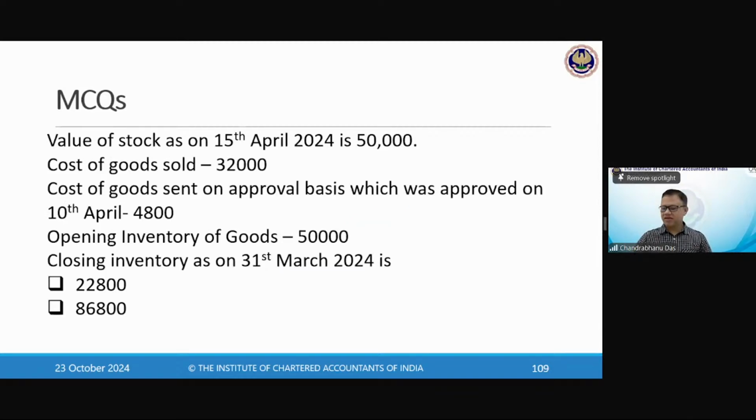Now this is a typical way of finding a closing stock. All information is given to you. What would be the closing inventory as on 31st March 2024? I'm giving you 5 minutes time. Take comfortably 5 to 6 minutes and tell me the answer.